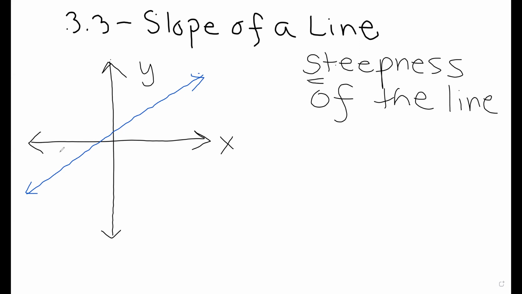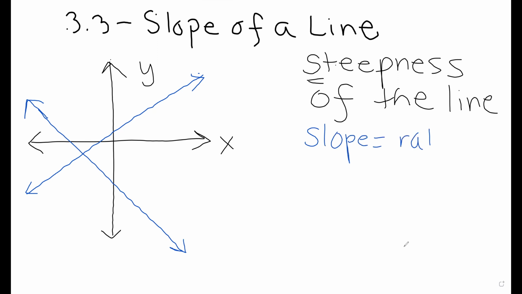It's like how steep is the line rising, and that would be a positive slope, or it may ask you how steep is the line falling, and then that's going to be a negative slope. So it's the steepness of the line, and the slope is measured as a ratio, and that ratio is measured by the change in y divided by the change in x.